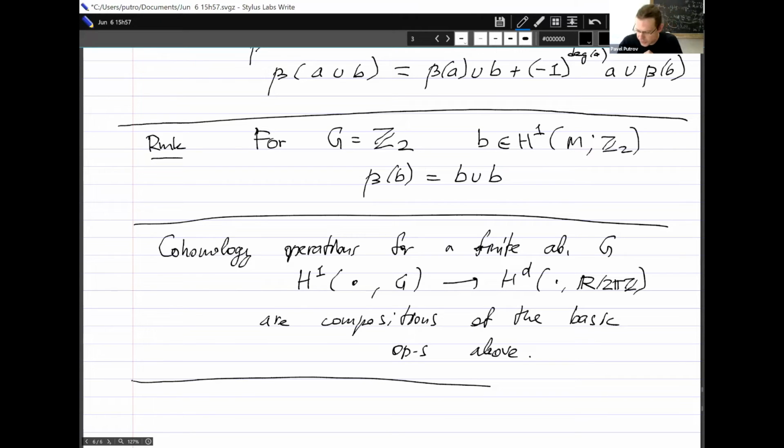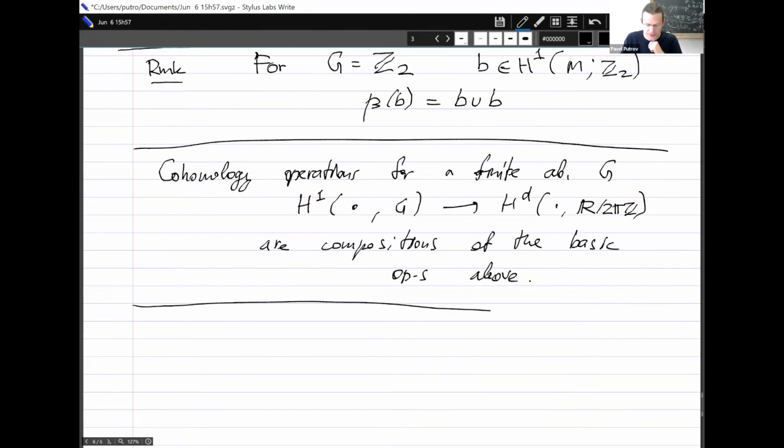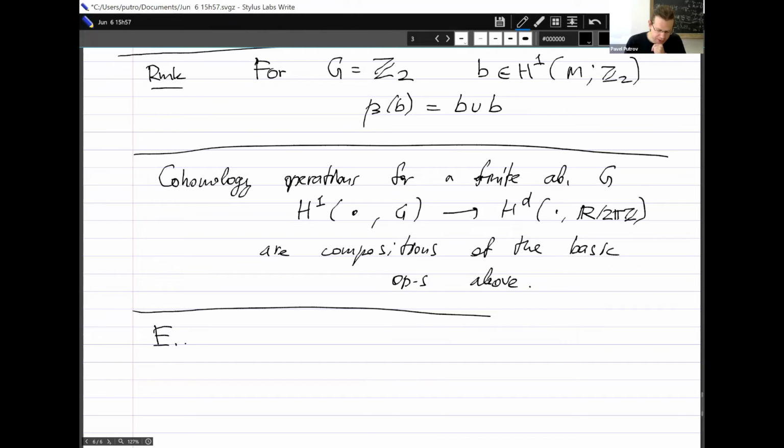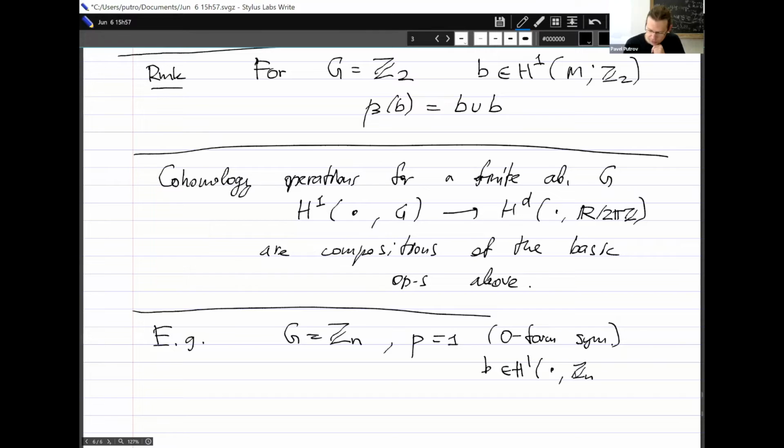I can't prove this or explain it in any way, but this is a fact. One can't argue. Okay, so consider some examples. Let G be Zn, some cyclic group, our gauge group, and p equals 1. So we have a usual zero-form symmetry. The gauge field B is an element of H1(M, Zn).